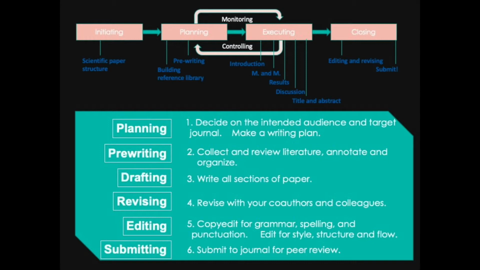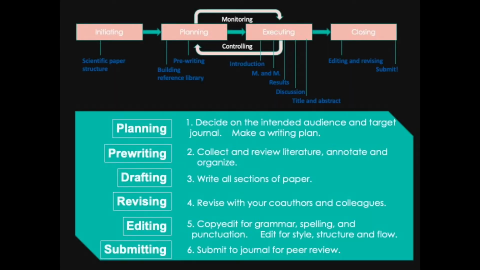And then you're also going to make a writing plan. What you're going to do is collect and review literature, annotate that literature, and organize it. Now, you should be able to do that with what we talked about in our first 2 lessons. So we talked about how to read scientific papers, how they're structured, what to look for in terms of key elements. And in lesson 2, we talked about finding literature and collecting it, building up your database of references. So this is going to match well with what we talked about before.